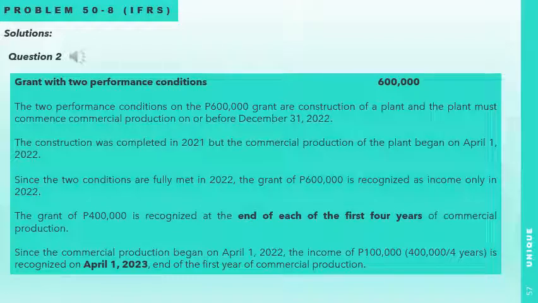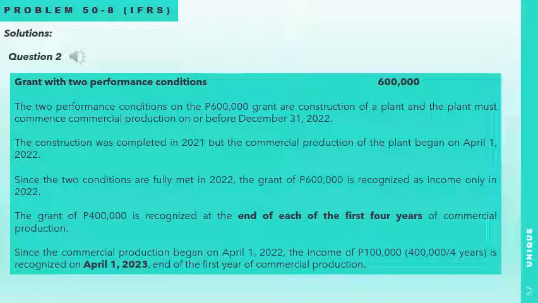So, if we remember the problem, it said the first grant, which is the 600,000 grant, is conditional on erecting the plant costing at least 2 million in the development zone and the plant commencing commercial production on or before December 31, 2022. The 400,000 grant is conditional upon maintaining commercial production at the plant for a period of 4 years from the date when commercial production begins. During 2021, the SME constructed the plant at a cost of 2,100,000, all of which met the type of expenditure specified under the condition of the grant. So, the two performance conditions on the 600,000 grant are construction of a plant and the plant must commence commercial production on or before December 31, 2022.